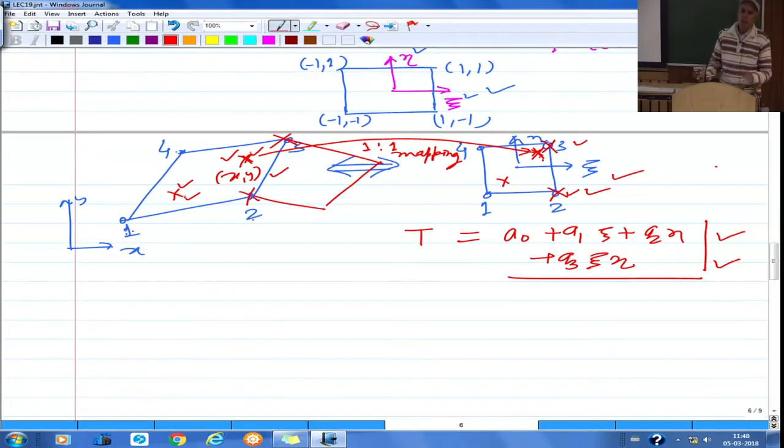So we need to have a relationship between x and y, and xi and eta also, in addition to this interpolation of the dependent variable. So this is referred to as formulation in natural coordinate space.